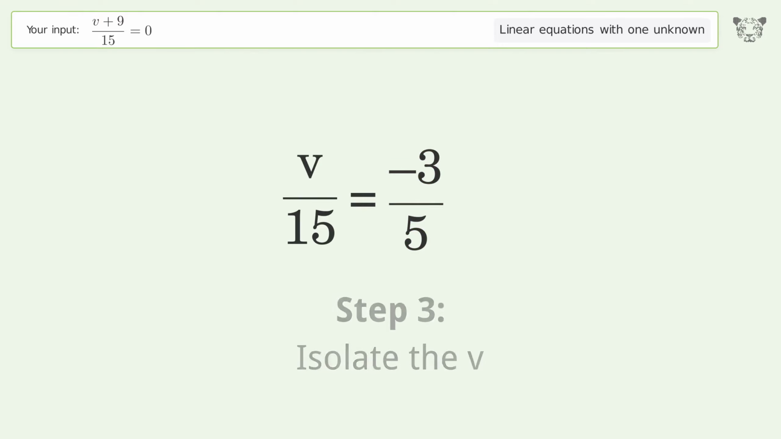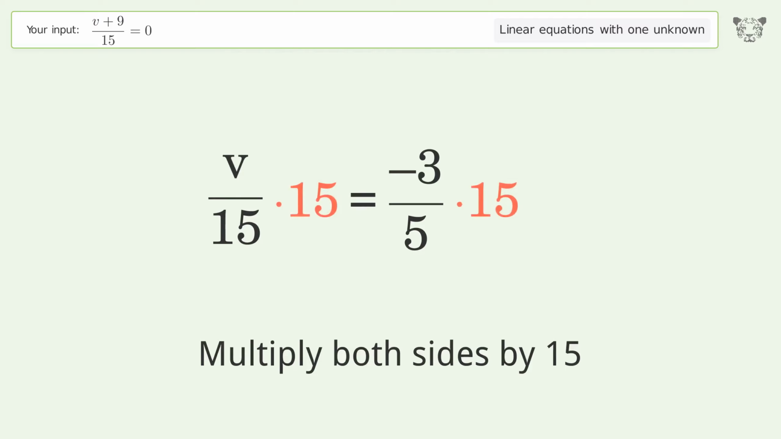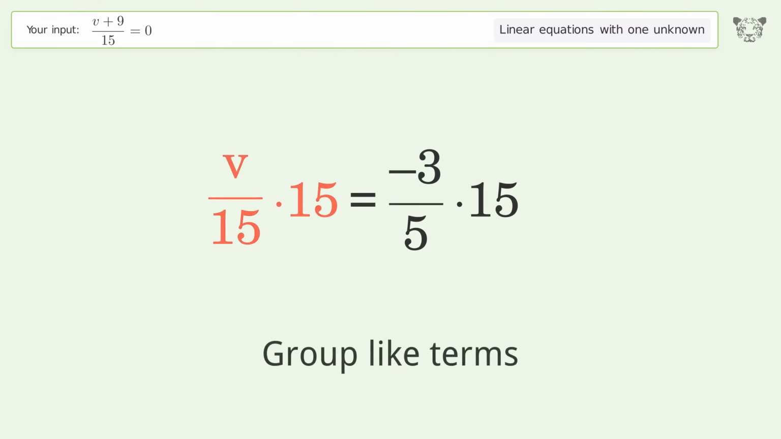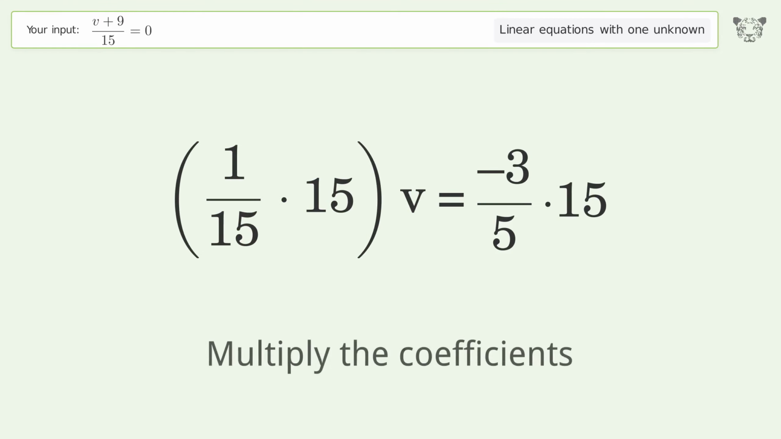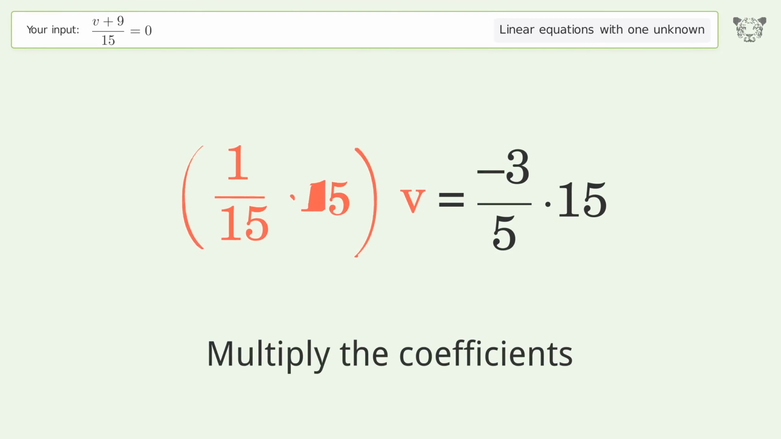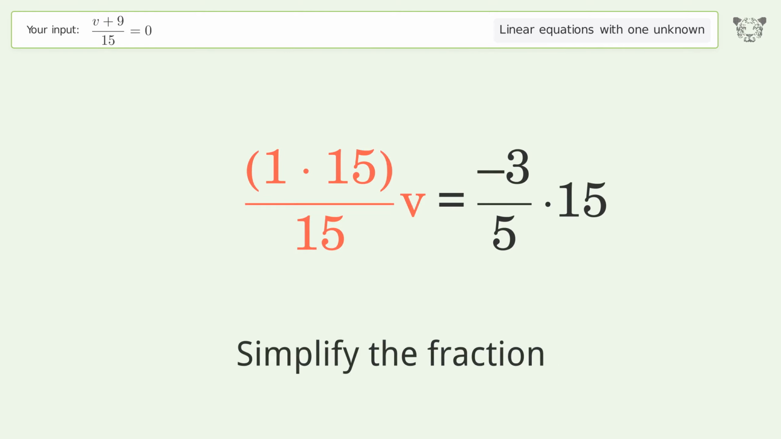Isolate the v. Multiply both sides by 15. Group like terms. Multiply the coefficients. Simplify the fraction.